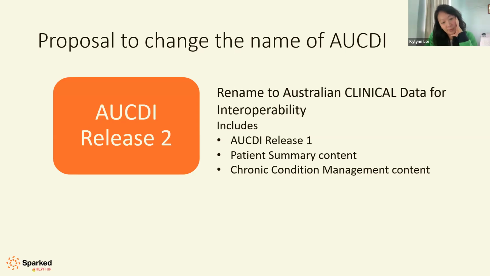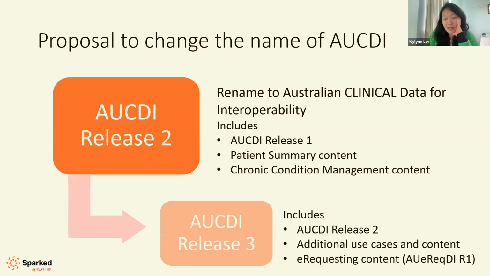And then if you hit next, that means that in R3, we'll be able to include anything in AUCDI R2, any additional use cases and content that's required of us. And we're looking to then fold in the AU eRequesting DI R1 into AUCDI. So for AUCDI R2, for the chronic condition management component, we are already putting in the service request because that's required for requests and referrals. But in R3, we'll look to fold in the rest of the AU eRequesting DI content. Next slide.